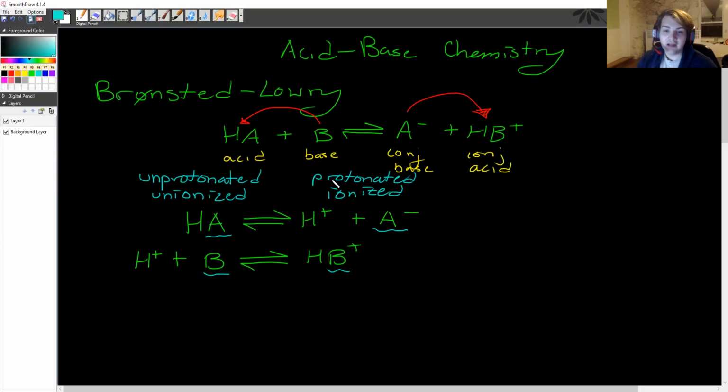All right? And so with this idea, we can use this to help us set up a table and a little mnemonic to be able to understand it. So this A minus here is not protonated. Whoops, I wrote it on the wrong side. My mistake, I flopped them. This should be unprotonated and this should be unionized. My bad, thank you for the catch.